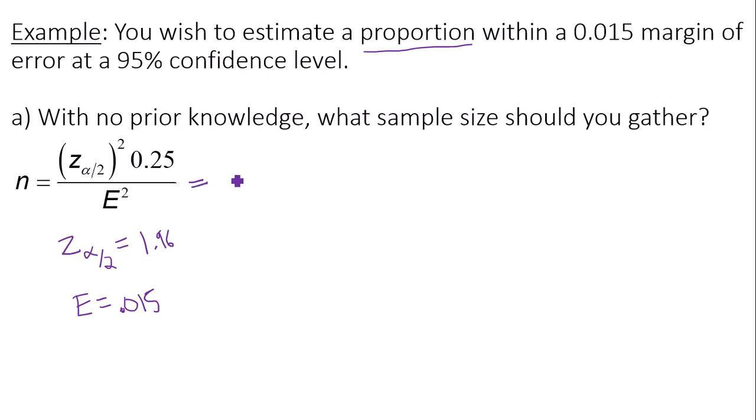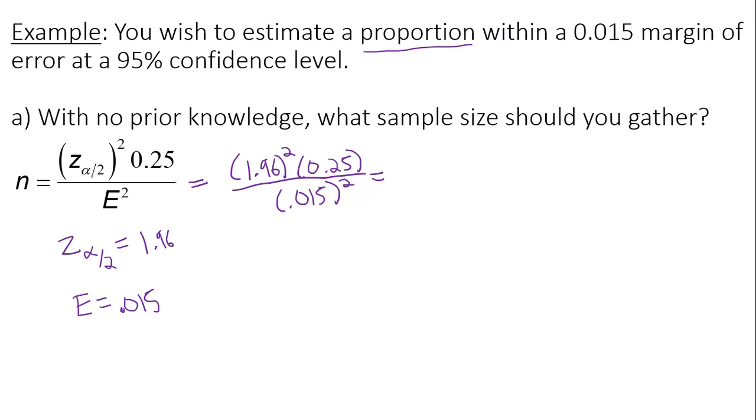Plug these pieces of information into our formula. You'll have 1.96 squared times 0.25 over 0.015 squared.